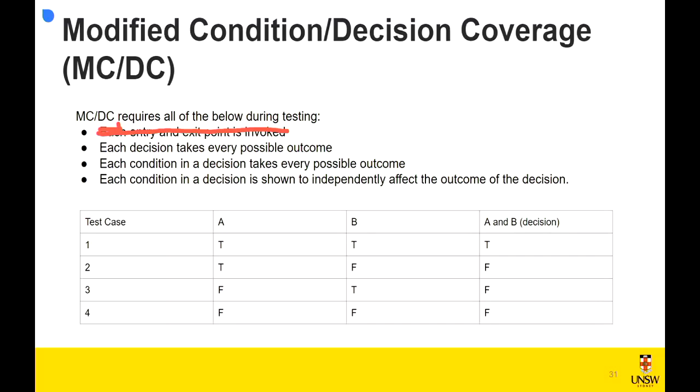B can also take the value of both true and false. And for each decision, A and B are taking both true and false. So we only have one decision here, and we only need to care about this. So the second requirement is also satisfied.